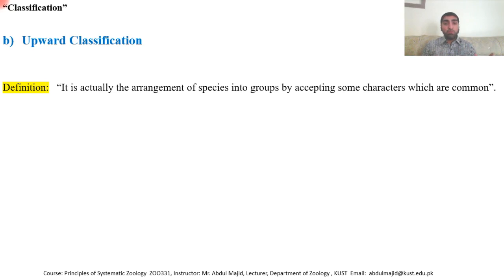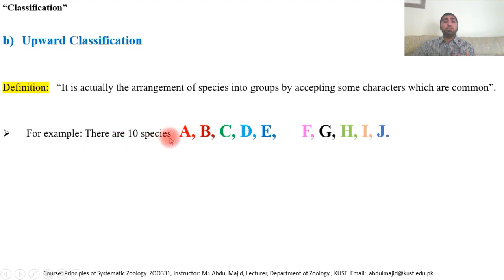We collect species and then study their characteristics. On the basis of their similarities, we place them into one group, and so on, and we go up and up to phylum, kingdom, and domain level. So it is the arrangement of species into groups by accepting some common characteristics. For example, all the canines which have canine teeth are placed in one genus, known as Canis: the dog, the jackal, the wolf. These are placed in one group, Canis, because they have certain common characteristics, the presence of canine teeth.